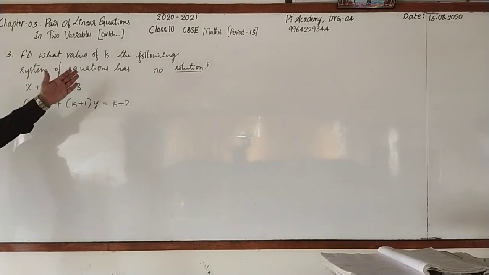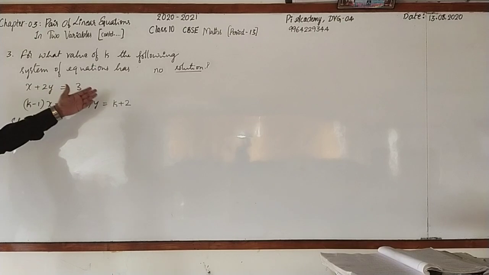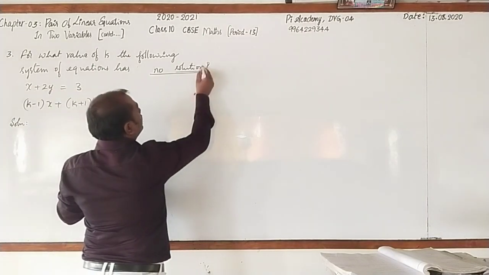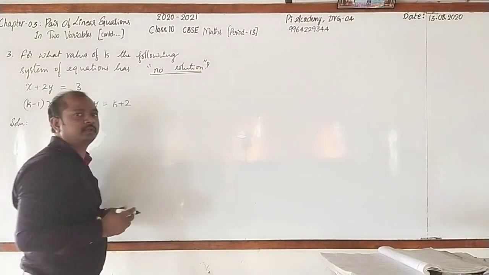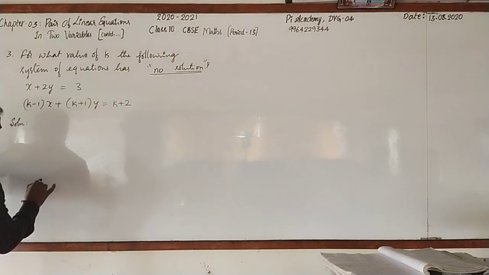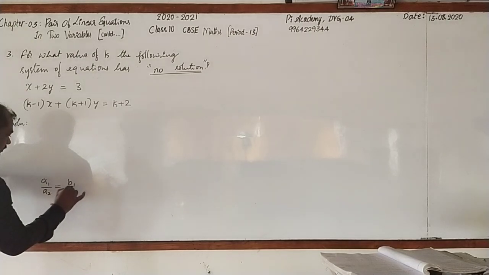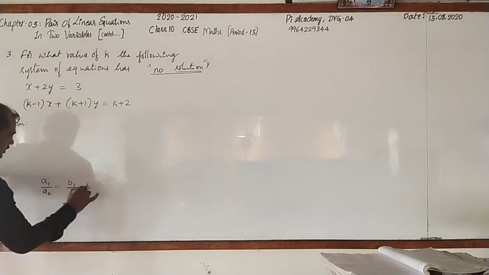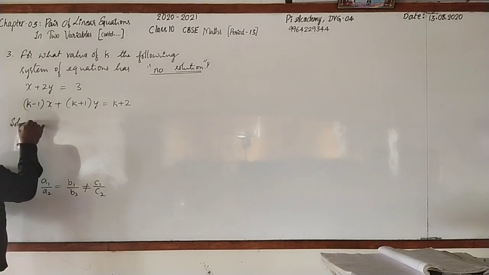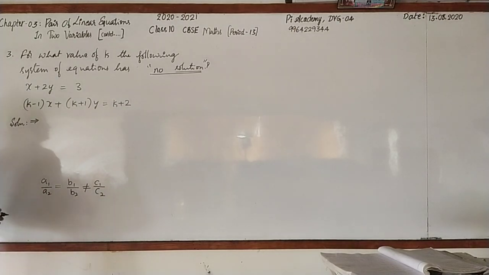For what value of k the following system of equations has no solution? These are the two equations. See that. Here we have no solution. We have a condition for this. You can write a1 by a2 is equal to b1 by b2 but not equal to c1 by c2. Right? So let us go for writing the given equations in standard form.